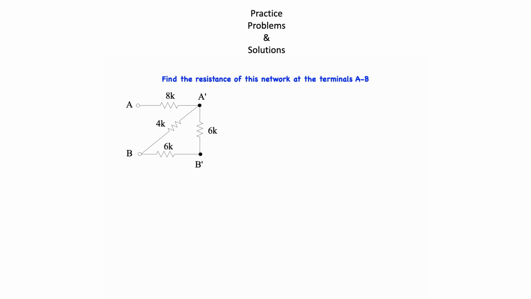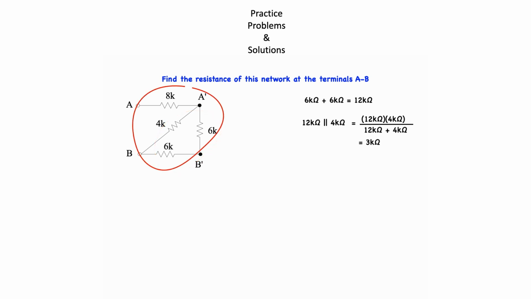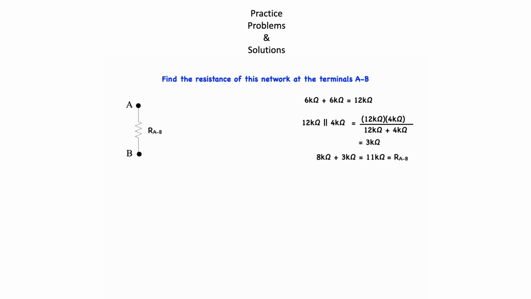At this point, we see that the two 6K ohm resistors are in series and their combination is equal to 12K ohm, which is in parallel with the 4K ohm resistor that gives us 3K ohm. This combination, which is in series with the 8K ohm resistor, yields a total resistance of 8K plus 3K, which is equal to 11K ohm, which is the total resistance that we were to find at terminals A, B.